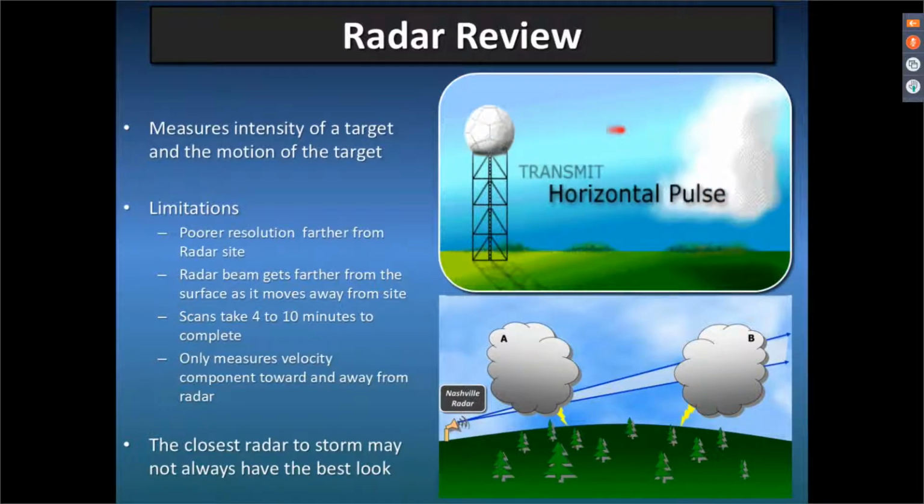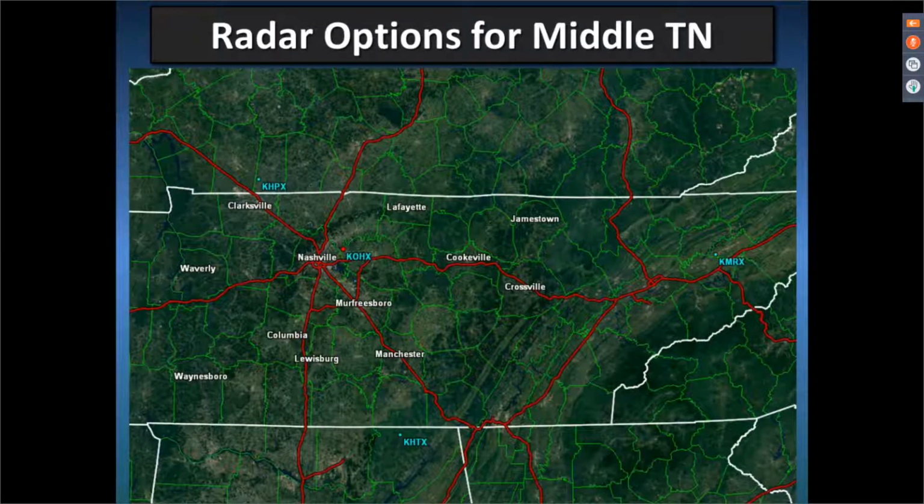And that's why we have you guys as our eyes on the ground to spot and see what's going on at the surface. So here in Middle Tennessee, we've got Nashville there in kind of the left center of the screen, and the OHX radar is the main radar for Middle Tennessee. But there's other radars that we use as well. There's the HPX radar, which is Hopkinsville, Kentucky, just across the border from Clarksville. And then we have the HTX radar, which is just east of Huntsville, Alabama.